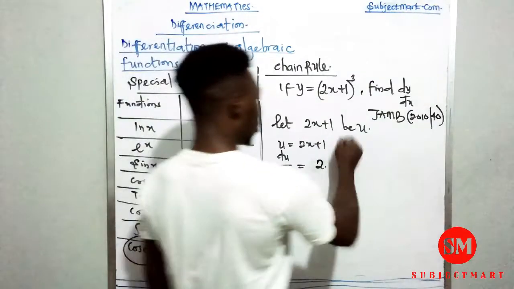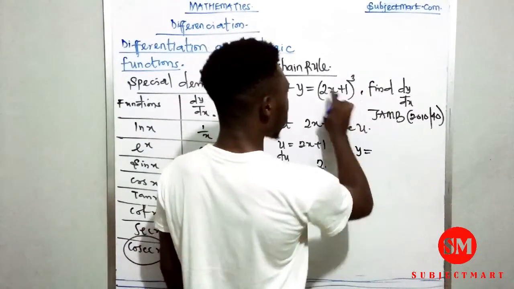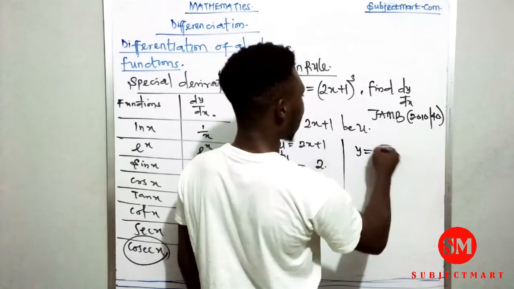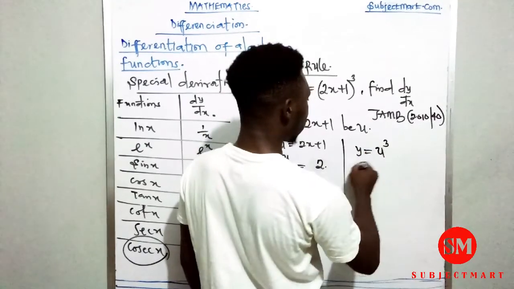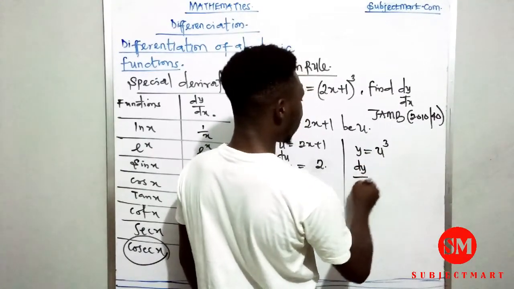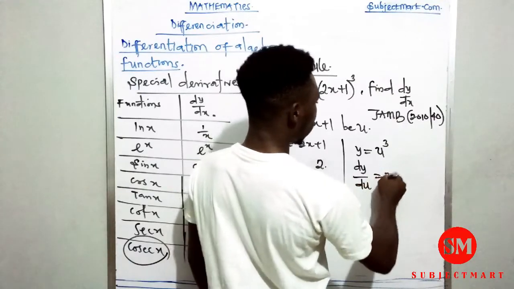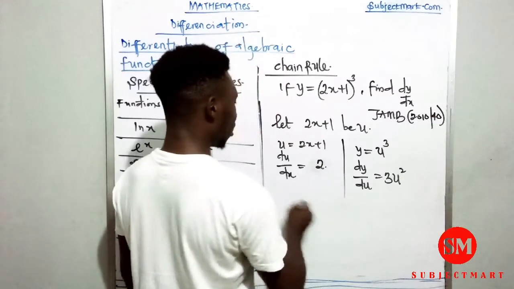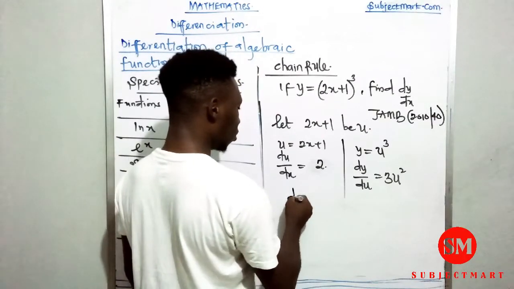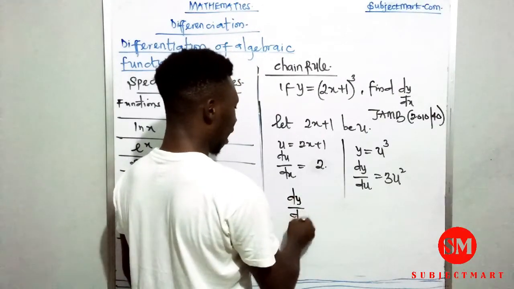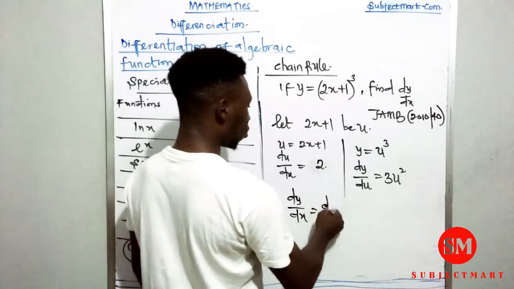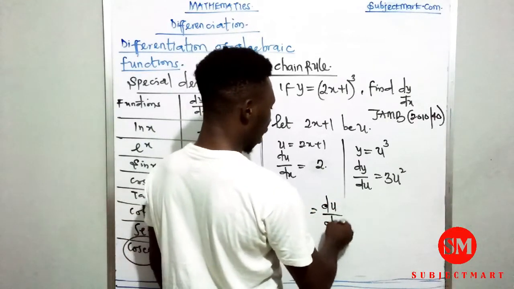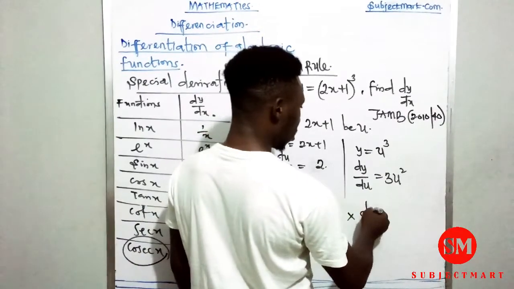With this, y here is no longer 2x plus 1. This is now u raised to power 3. Differentiate: dy/du is equal to 3u raised to power 2. So with this development, you can now find dy/dx using the chain rule: dy/dx is equal to du/dx times dy/du.